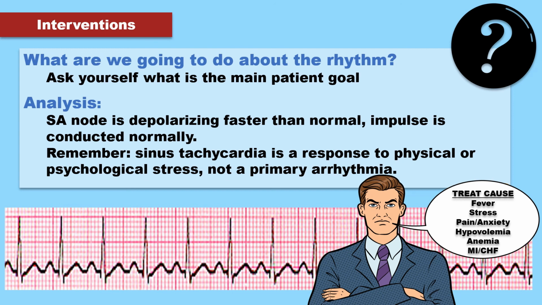Causes such as fever, stress, anxiety, and pain, or anemia, hypovolemia, or heart attack are some examples of causes of sinus tachycardia that we will want to treat. Some other treatments that we may want to consider are vagal maneuvers. We may want to consider beta blockers, the drugs that end in LOL, like metoprolol, which brings down the heart rate by blocking beta-1 receptors in the heart. We could also consider calcium channel blockers, those ending in ZEM or PINE, like diltiazem or nifedipine, which both relax the blood vessels and bring down that contractility, which decreases the workload on the heart.